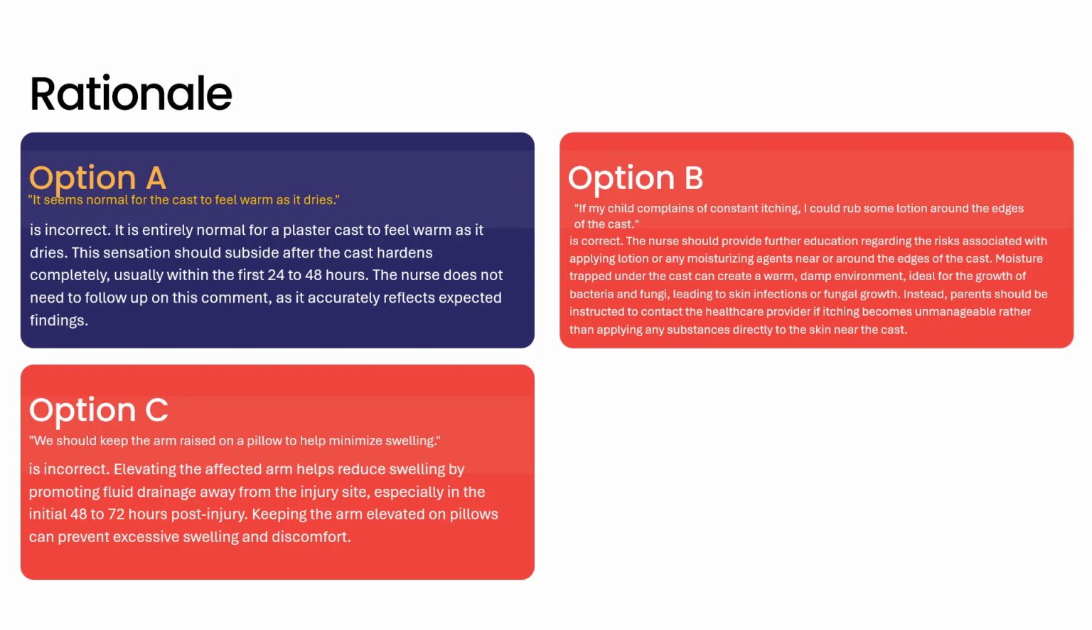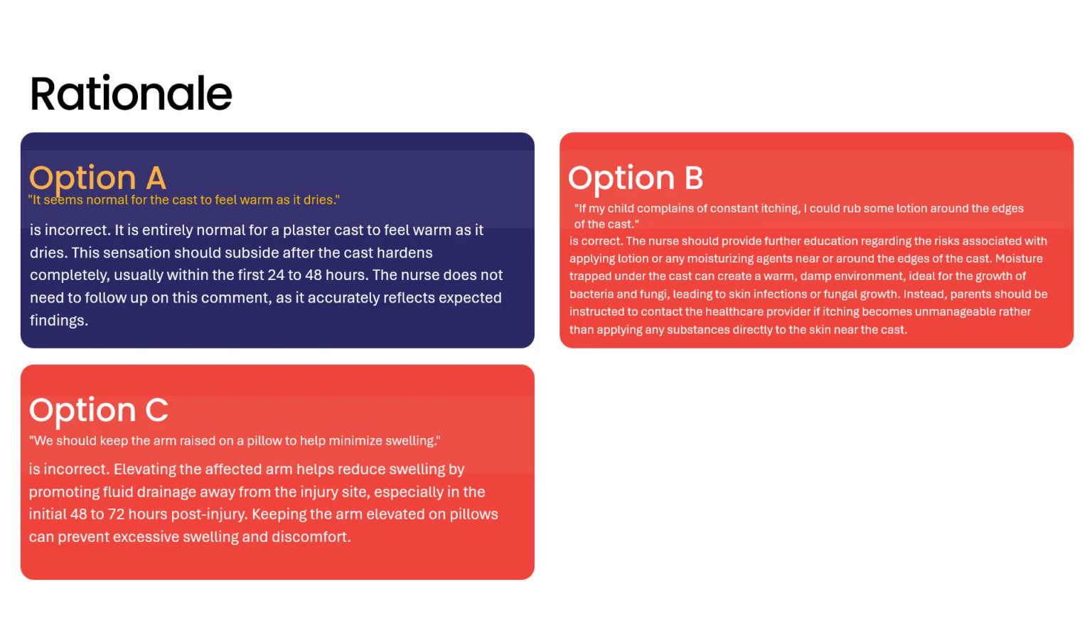C is incorrect. Elevating the affected arm helps reduce swelling by promoting fluid drainage away from the injury site, especially in the initial 48 to 72 hours post-injury. Keeping the arm elevated on pillows can prevent excessive swelling and discomfort.